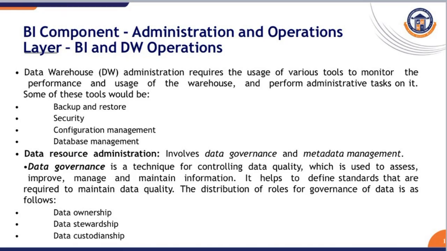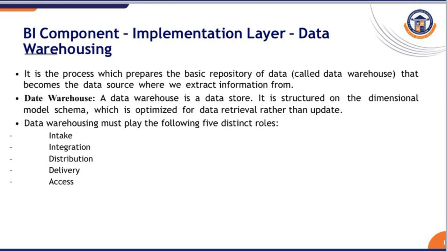What is data warehousing? We have already seen. Let's see about the implementation layer that comes under data warehousing. It is a process which prepares the basic repository of data that becomes the data source from which we extract information. So a data warehouse is nothing but a data source, right? Data warehousing can play five distinct roles: intake, integration, distribution, delivery, and access.